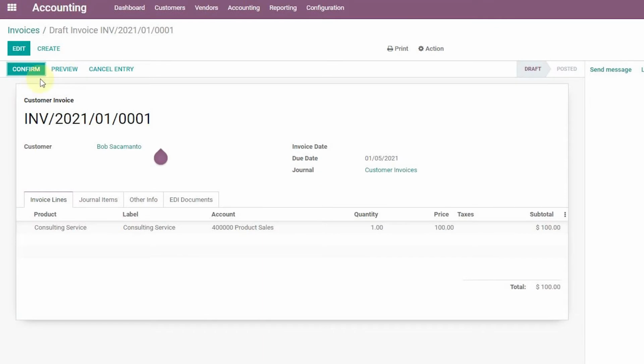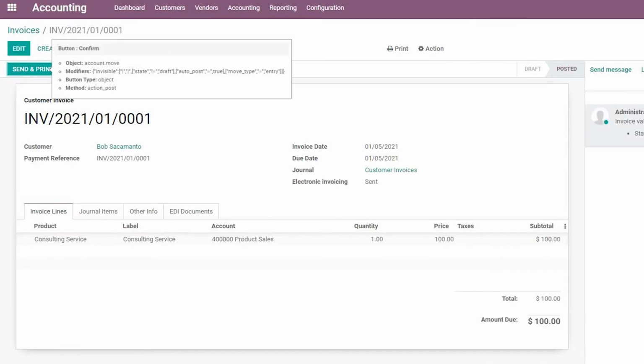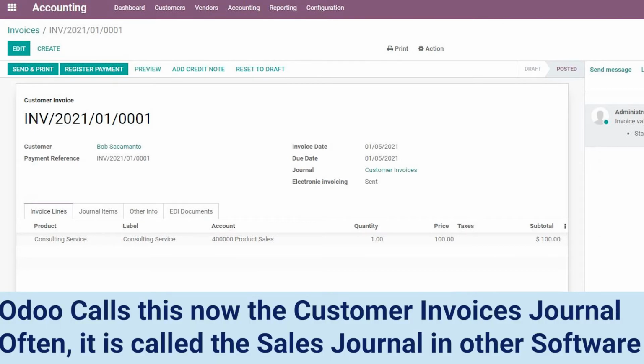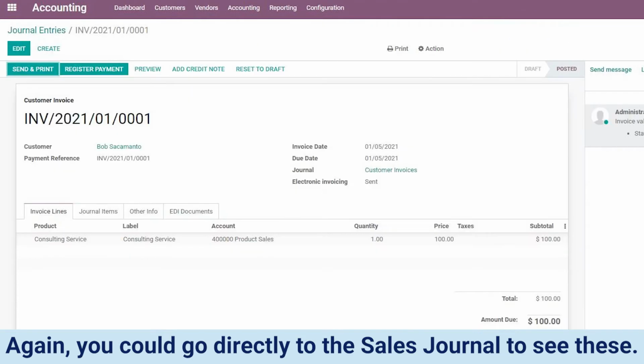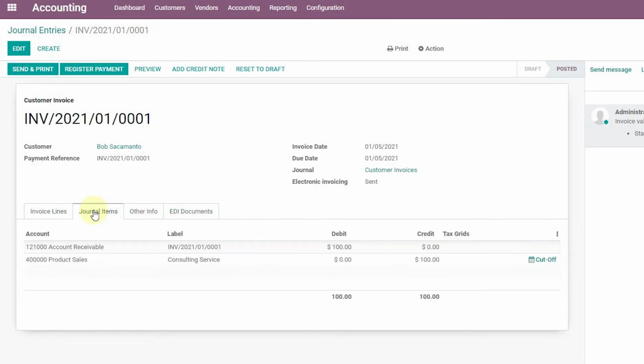So I click on this and I hit confirm. At this point, entries in what is called the journal have been created. In this case, they've been created in the sales journal because this is a sale. So we're going to go back up here again to Journal Entries, and I'll take this off. You can see that now this has been posted. I'll click on it, and again, we get our invoice to journal items.